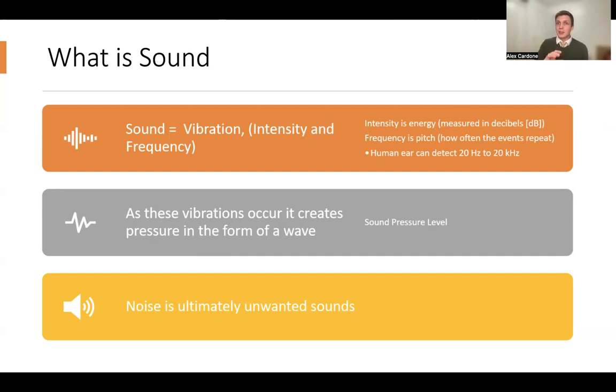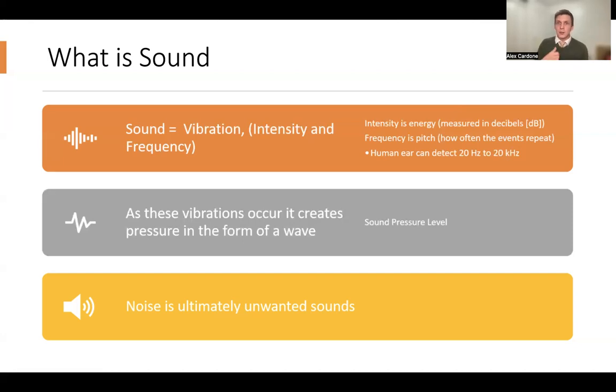With intensity, you can think energy. Whenever it comes to sound, that's measured in decibels. It's how much energy this sound has, and that will then impact how hard it impacts the object that it influences or is directed to.